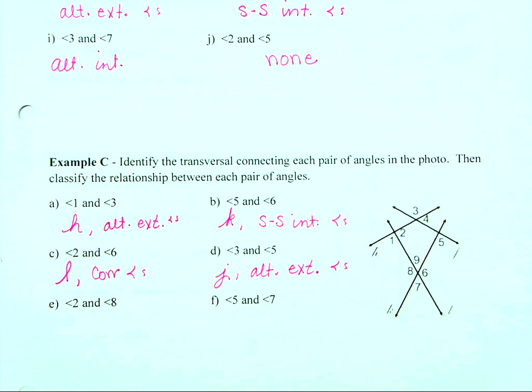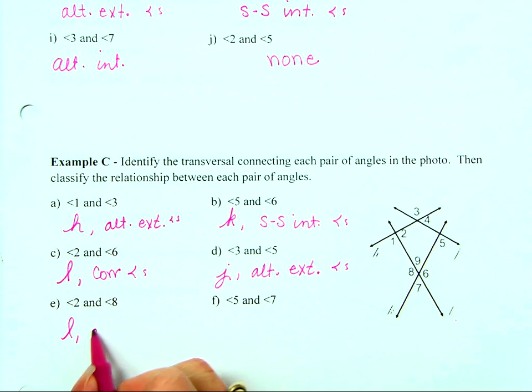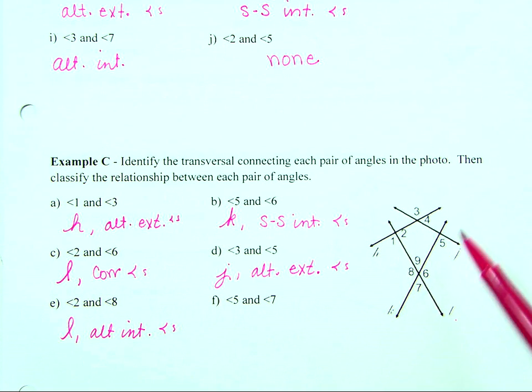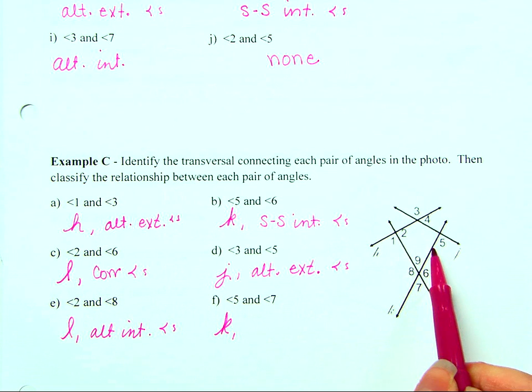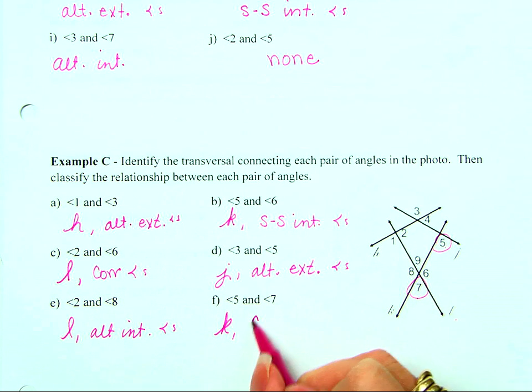2 and 8. Well, the line that connects 2 and 8, again, is this. Ignoring the top part of my diagram, 2 and 8 would be alternate interior. And lastly, 5 and 7, the line connecting angle 5 and angle 7 is line K as my transversal. They both, in my diagram, have the same relative position. They're just below the line. They're on the right side. They are going to be corresponding.